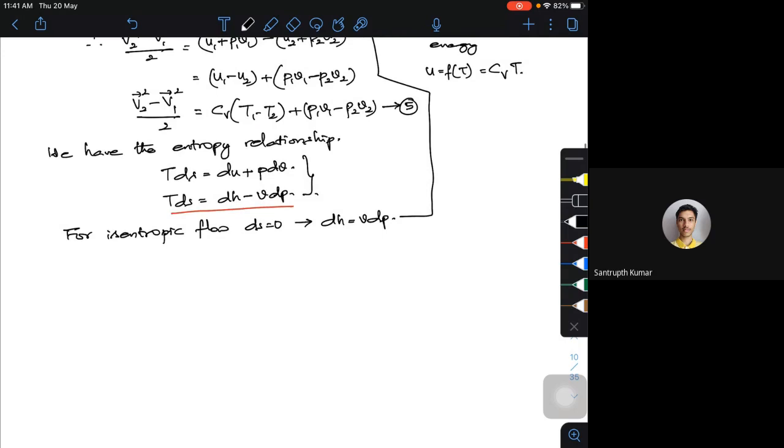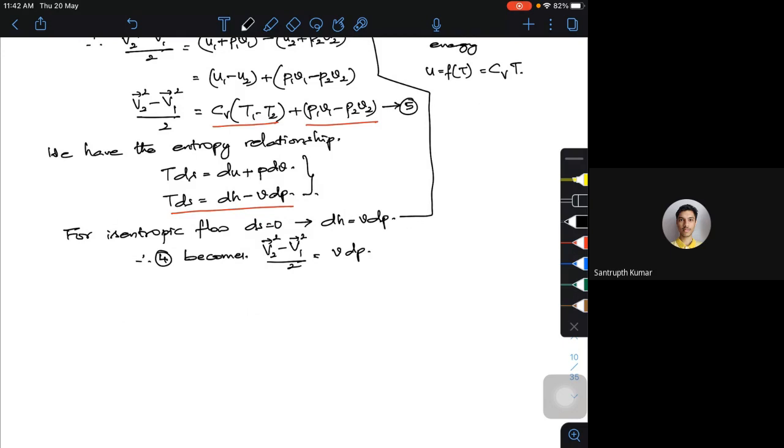So this is one form of representing. This one is in terms of Cv, and in terms of P1 V1 I can also write it. Or for an isentropic process, your DH is equal to VDP. Therefore, equation 4 becomes V2 square minus V1 square by 2 is equal to DH, which I can write as VDP.